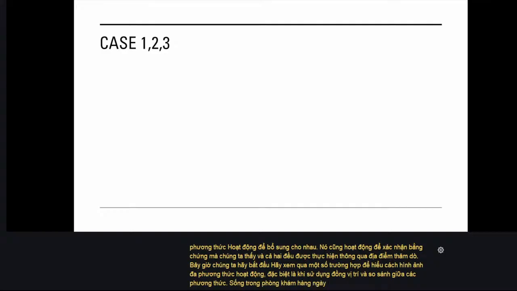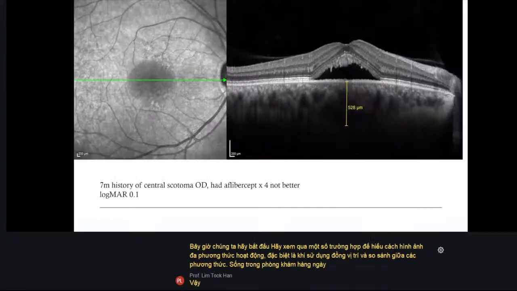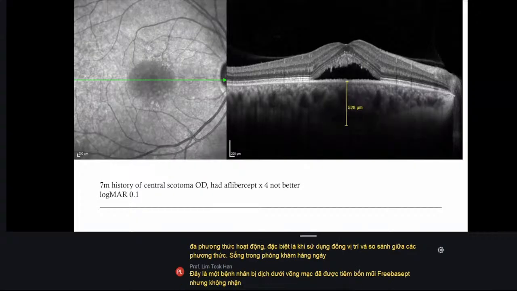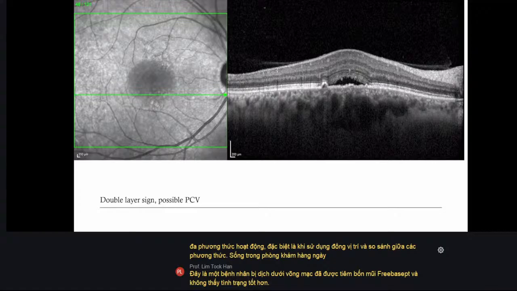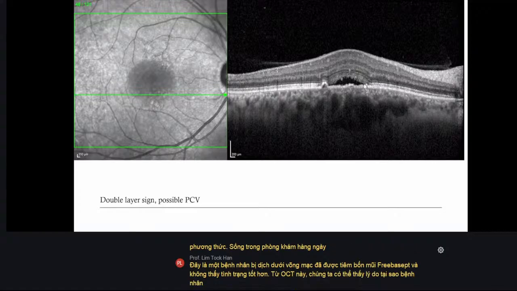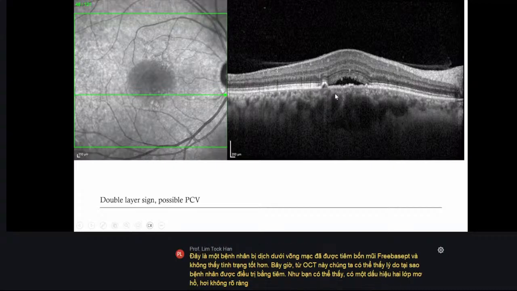So this is a patient with subretinal fluid who has received 4 aflibercept injections and is not getting better. Now, from this OCT, we can see why the patient was treated with injections. As you can see, there's a vague double layer sign, a bit iffy, and there's a little PED here, which may suggest polypoidal choroidal vasculopathy.